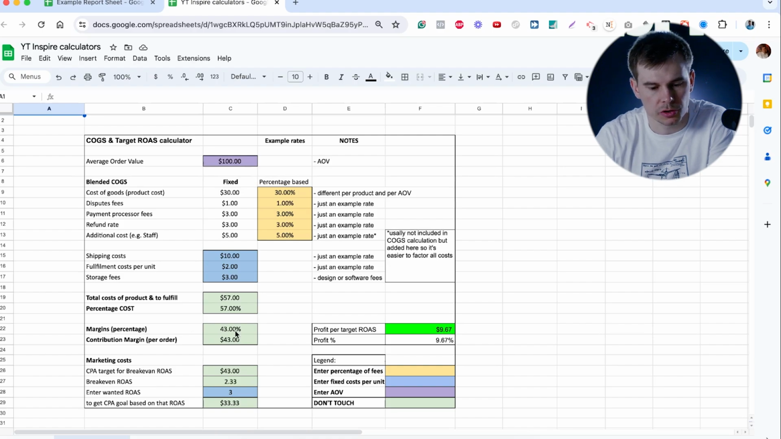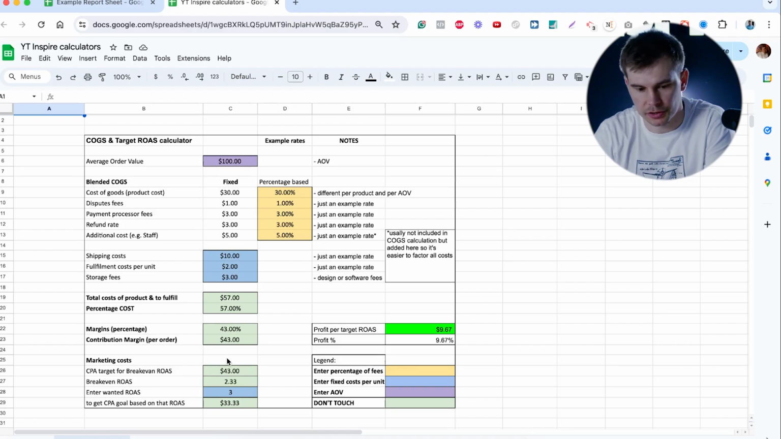So what you would earn if you're getting sales without the ads. But obviously you need to pay for the ads. So you know that you have $43 to spend. So if you spend $43 to get a sale, you're on break even, you're not earning any dollar. But the goal here is to actually earn some money.